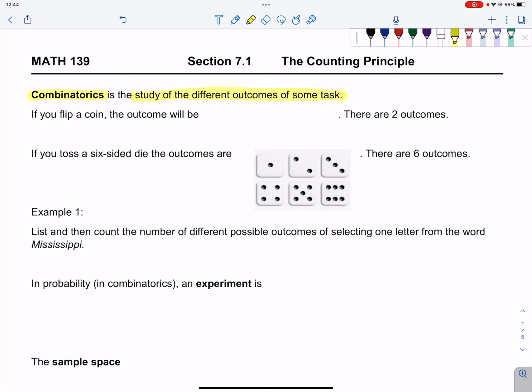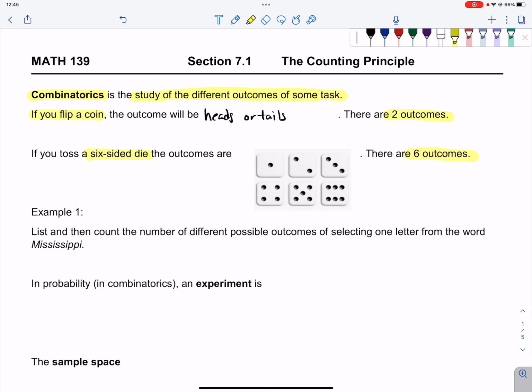So, if our task is to flip a coin, the outcomes for that is either going to be heads or tails. This means there are two different outcomes that you could possibly have. If you want to toss a standard six-sided die, you have the outcomes of getting either 1, 2, 3, 4, 5, or 6 as your outcome. So that means there are 6 different possibilities that we could have when you complete that task of rolling the six-sided die.